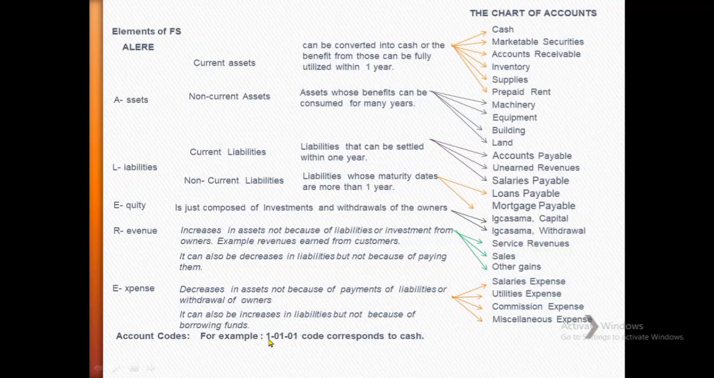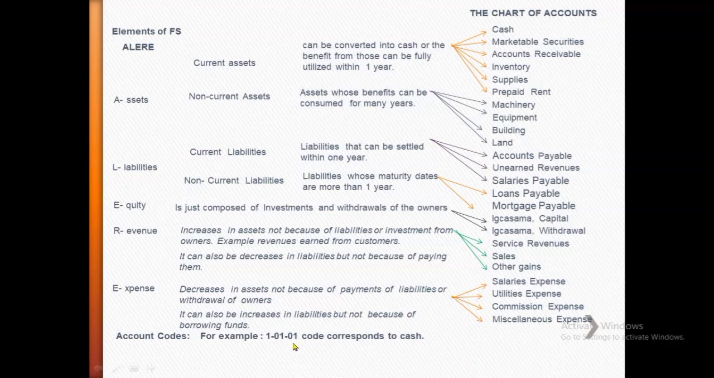And since the cash is an asset, I used 1 right here. The second digit, the -01 here, pertains to current classification or non-current classification. And since cash is a current asset, then I use -01. Otherwise, if the account is non-current, then I will use -02.